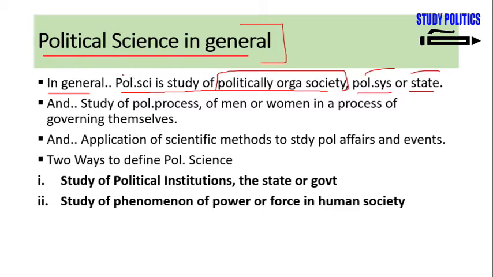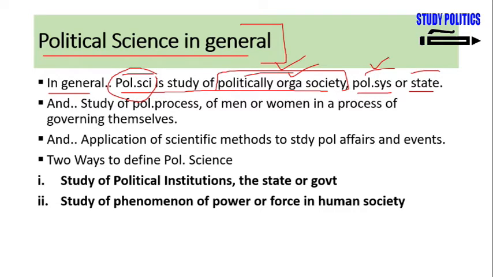If we say that political science is the study of politically organized society, then the question is, what is a politically organized society? A politically organized society is a society which is run by some specific laws, or which is regulated by some laws. If a society is not run by some laws, it is not a politically organized society, and it will be in the state of nature as described by Thomas Hobbes, John Locke and Rousseau. So if a society is run by laws, it is a politically organized society, and the study of this politically organized society will be the concern of political science.